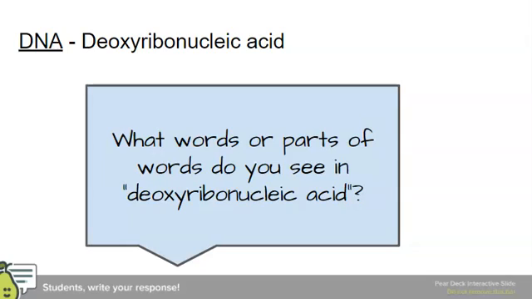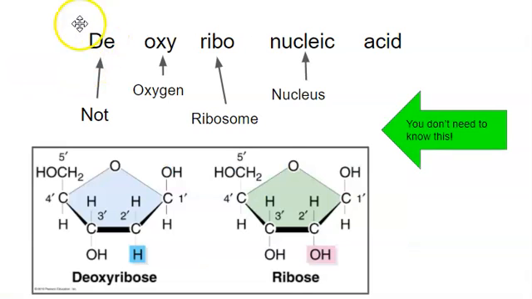deoxyribonucleic acid. Write that down. We're going to break down this really big word, deoxyribonucleic acid. You'll notice we see some different parts of words in there, okay? D means not. Oxy, oxygen. Ribo, ribosome. Nucleic refers to nucleus, and then acid, okay? So let's talk about the first part, not oxygen.